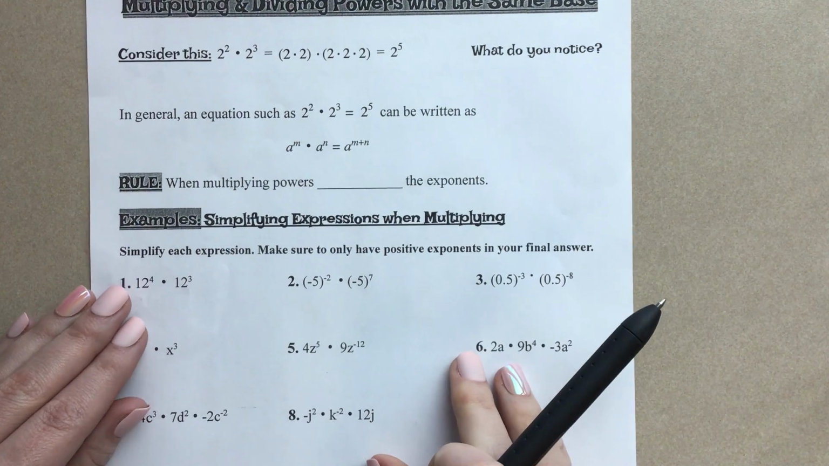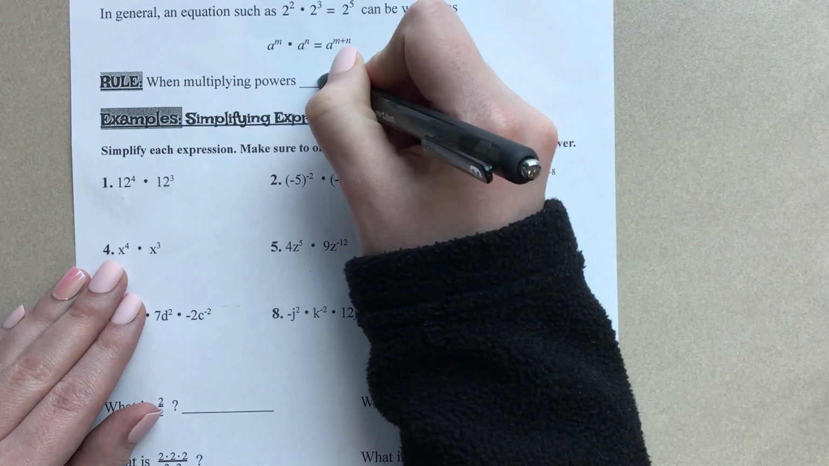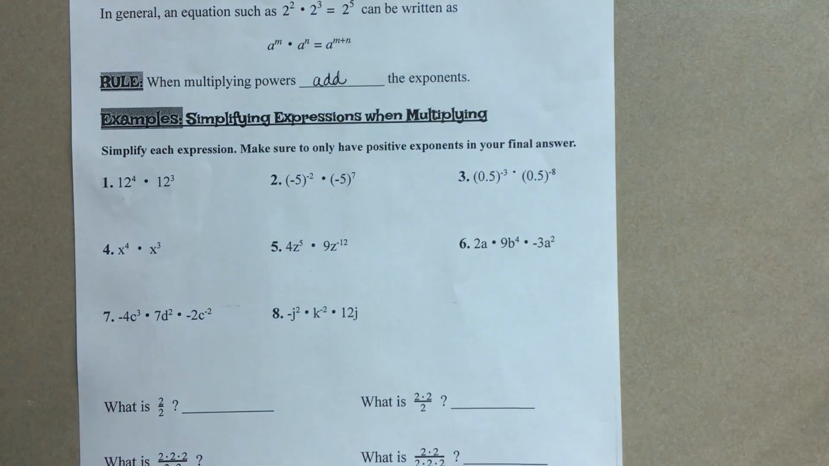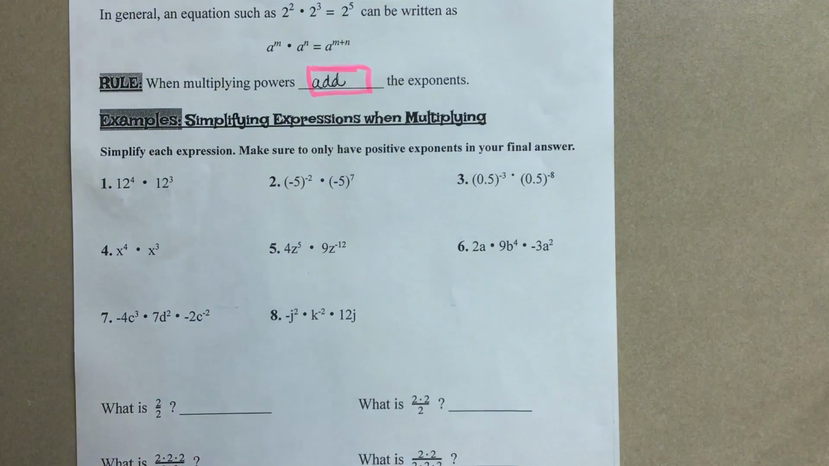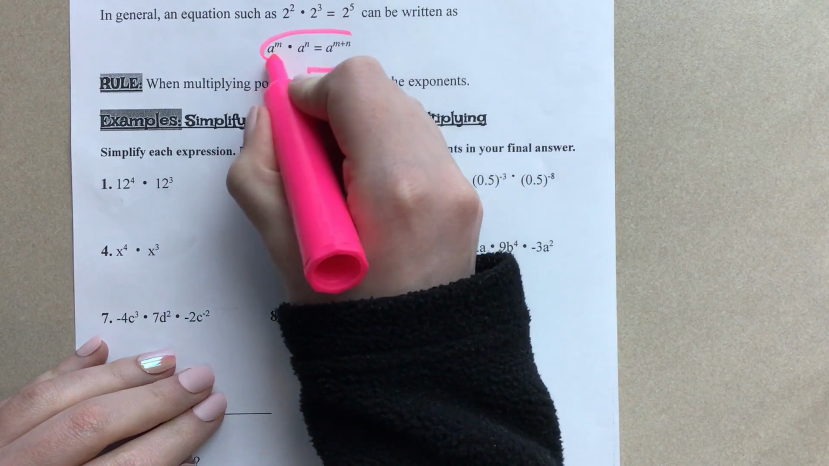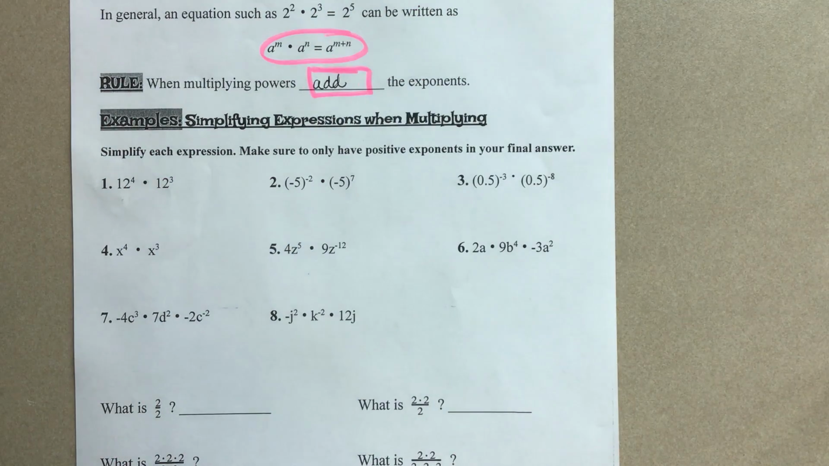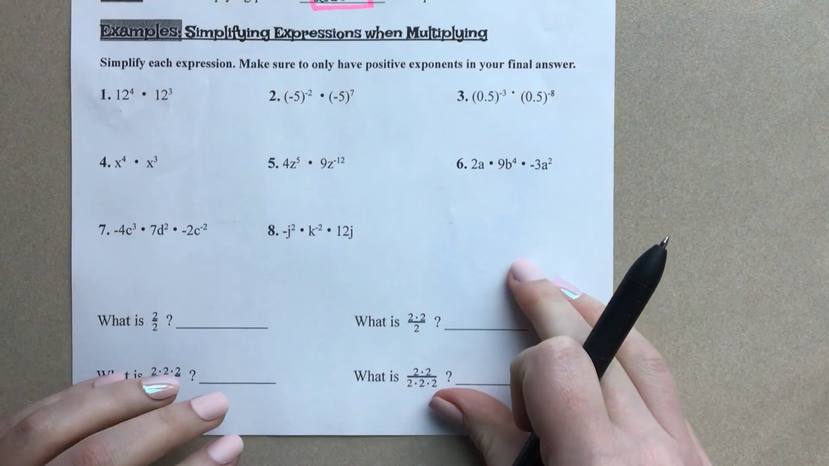So this is actually a rule. The rule is when multiplying powers, add the exponents, and that's important, so I'm going to box that in. And what that looks like is this little kind of formula, for lack of a better term, right there. So let's just simplify a few of these, shall we?